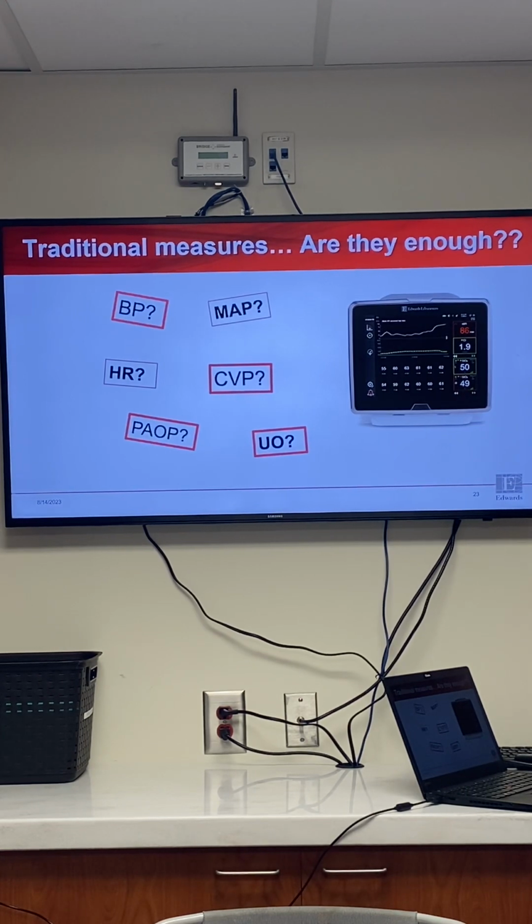We might not know something's going on, but we can look at the trends and say, wait a minute, something's going on. Let's go talk. Let's bring this information to our intensivist, and then we can discuss the next course of action.